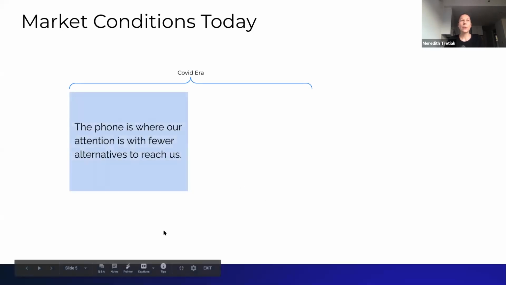So first, the phone is where our attention is, with fewer alternatives. In some research published this past November, Americans were noted as checking their phones 96 times a day. And that's an increase of 20% over the last 2 years. So increasing phone usage in itself is nothing new, right? That's been an ongoing trend globally for some time.